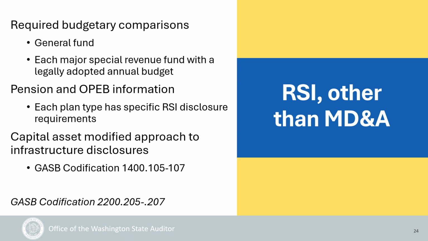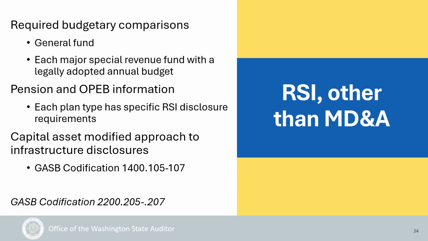These schedules include required budgetary comparisons of the general fund and each major special revenue fund that has a legally adopted budget. Now note that I said each major special revenue fund. That is important, as other types of major funds in your fund financial statements do not require the budgetary comparison schedules to be put in RSI.